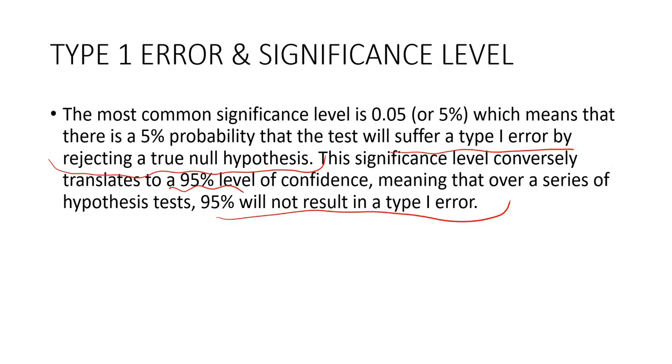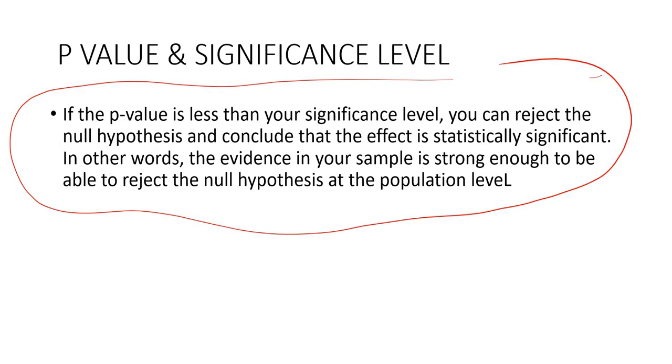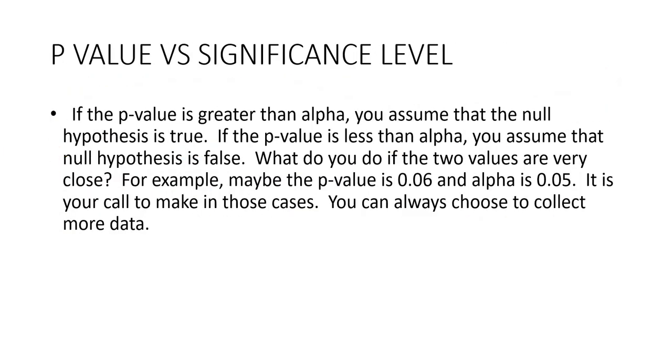You understood? Okay, so this point is also really important. The most common significance level is 0.05, which means that there is a 5% probability that the test will suffer a type 1 error. The 95% we are confident is coming under the confidence area. It's not in the critical area. This is also a very important point. If the p-value is less than your significance level, you can reject the null hypothesis and conclude that the effect is statistically significant. So that's all I believe.